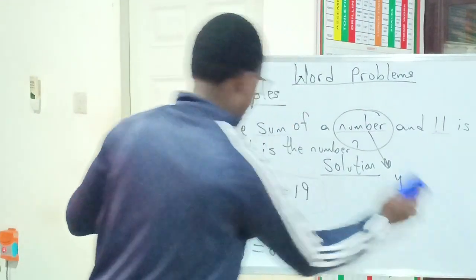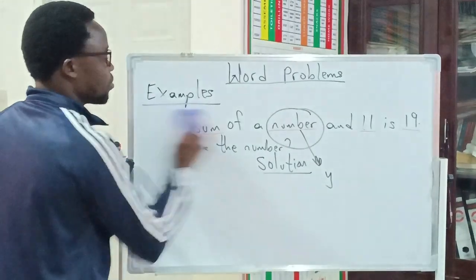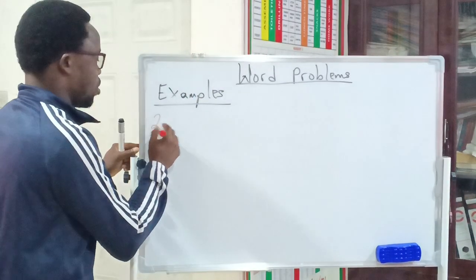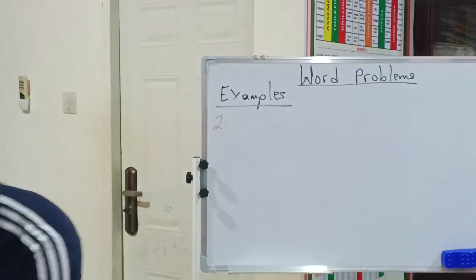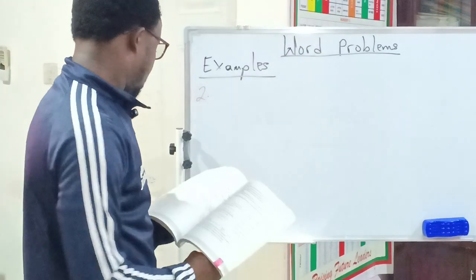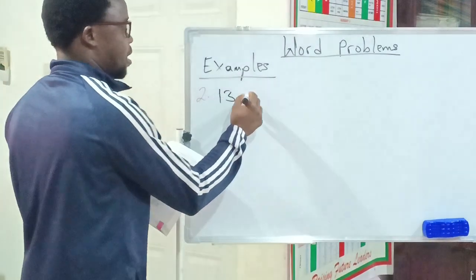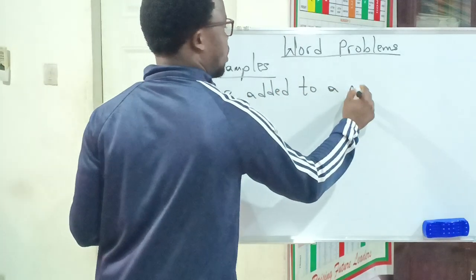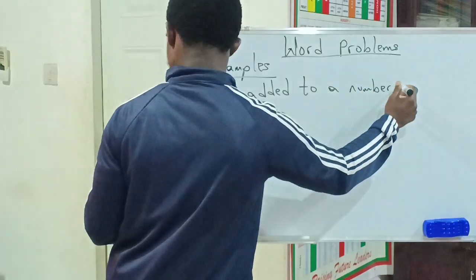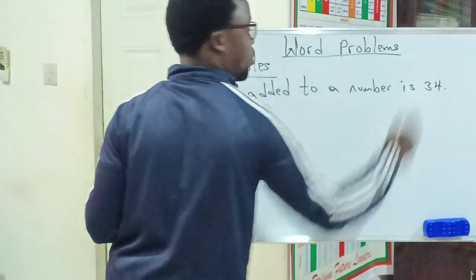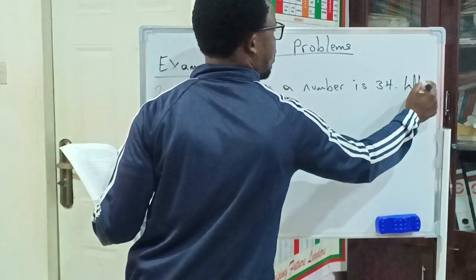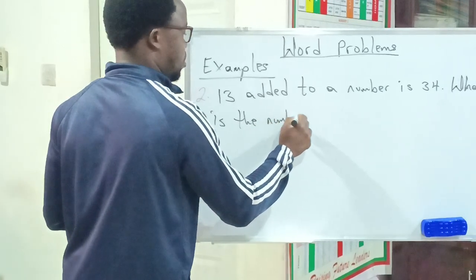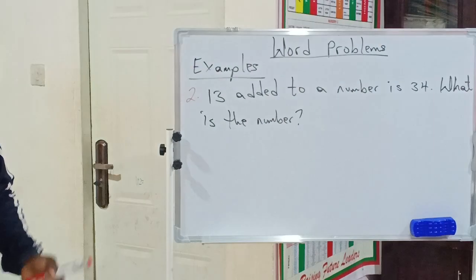So let's take another question. I'm going to call this one question 2. And question 2 says, 13 added to a number is 34. Now look at the question. What is the number? That is another question here.